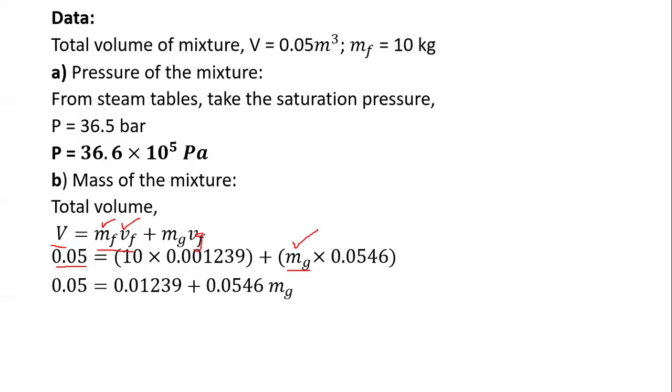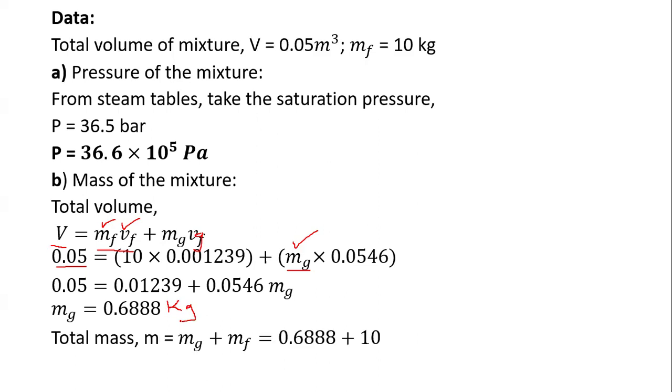So making mass of the gas the subject, you end up with 0.6888 kg. Just like the other one, this is also in kilograms. Then we continue. Now that we have the mass of this vapor, the mass of this gas, we can add them: mass of the gas plus the mass of the liquid. So 0.6888 plus 10. Our total is 10.6888.